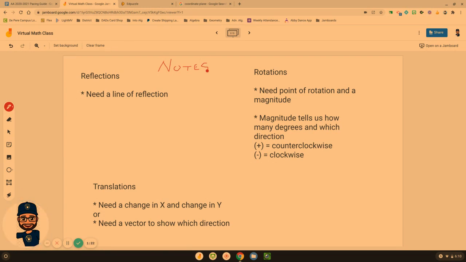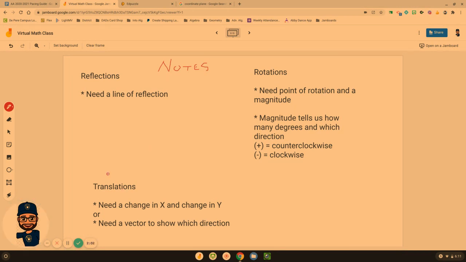For rotations, we need two things. Remember that rotations are all about having a center or a point of rotation, and then we also need a magnitude: center of rotation and magnitude. The magnitude tells us how many degrees something is being rotated around, and it also tells us which direction. We have to make sure we know which direction to turn. If it's a positive degree, that means we're going counterclockwise. If it's a negative degree, that means we are going clockwise. So just remember that.